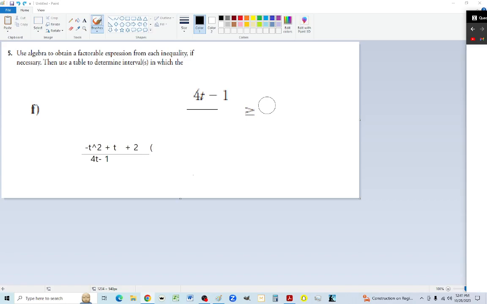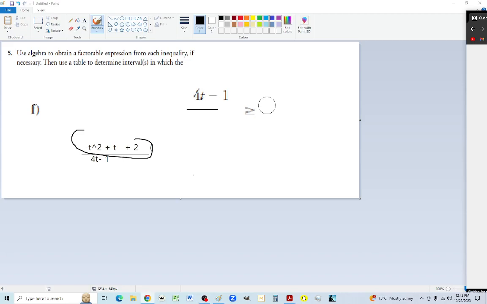Just to confirm this, I'm going to pull out the Desmos, and I'm going to put minus t squared plus t plus 2, and it's all going to be over 4t minus 1. Let's just use x because it gets confused. Oh, no, there's some negatives and there's some positives, so I did something wrong. Yeah, so I didn't factor it correctly. Oh, it's a minus 1. I put in a 1. There we go.